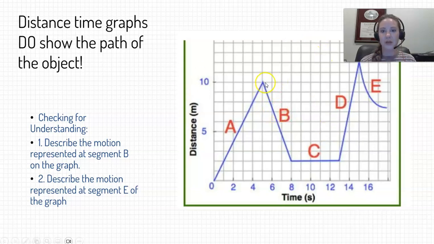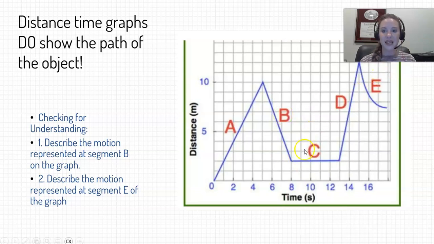And now we're going, oops, this way. We're turning around and we're going back the other direction. We're getting closer to that x-axis or that 0 for our reference point. And so in B, it looks like we're probably maintaining a similar speed, but we're going the other direction.